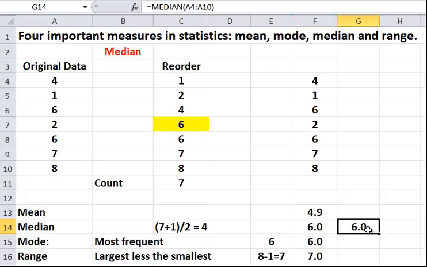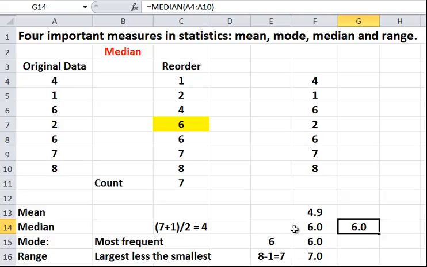You could do it on the original or on the ordered. It doesn't matter which way you go. This is the reordered set of numbers. The median is C4 to C10. Here it's A4 to A10. It's the same set of numbers, except one is in order and the other is not in order. But you'll see that the number is the same. The median is still the same, 6.